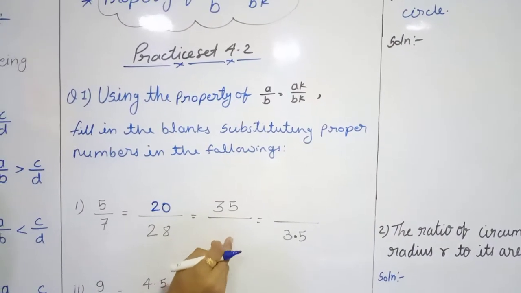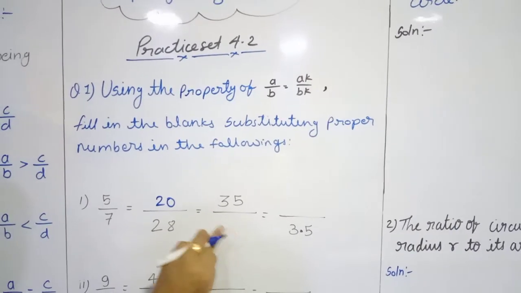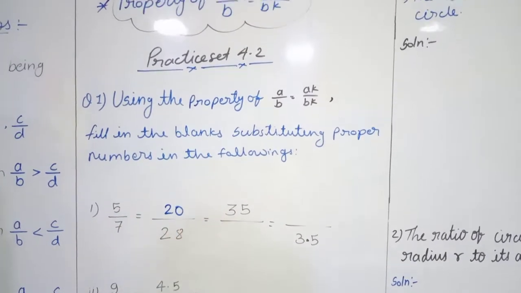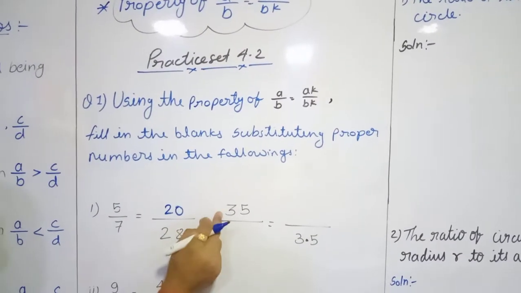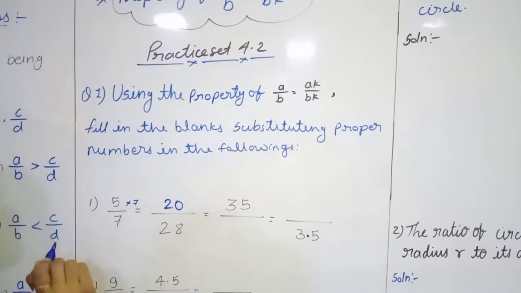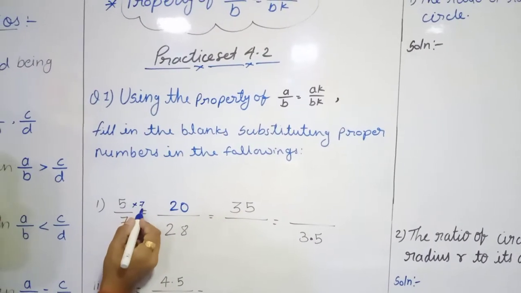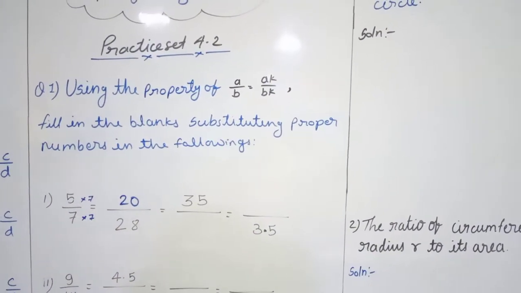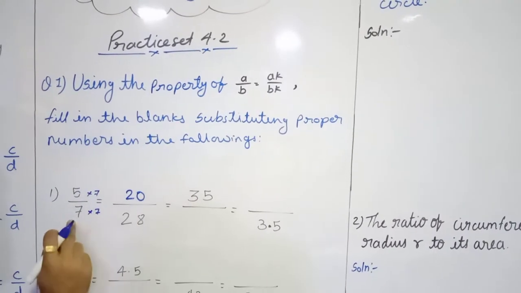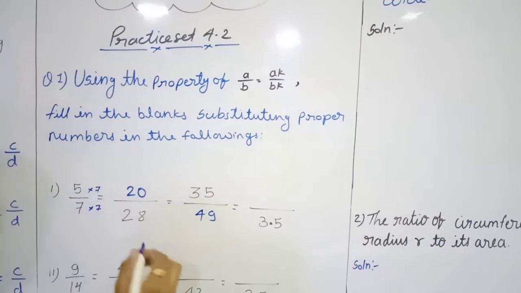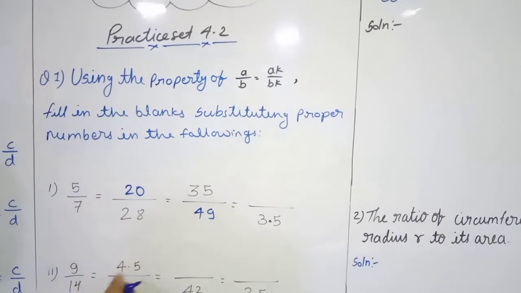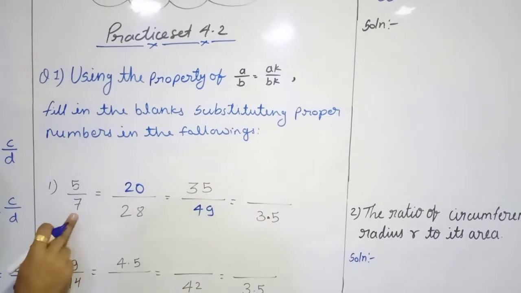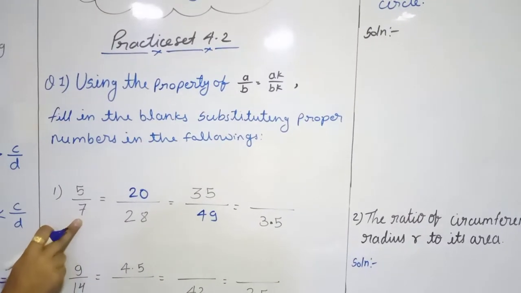Now for the second one, we have the blank at the numerator place. So we have 5 and 35. What should we multiply with 5 to get 35? 5 7s are 35. If we are multiplying the numerator by 7, at the same time we have to multiply the denominator also by 7. 5 7s are 35, 7 7s are 49. Now come to the third one. Here we have 3.5 and the original digit we have in the ratio is 7.